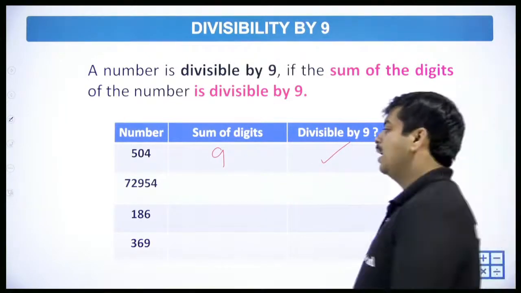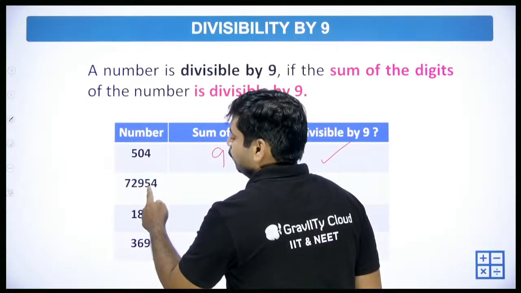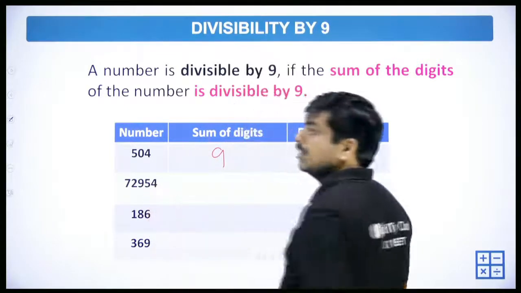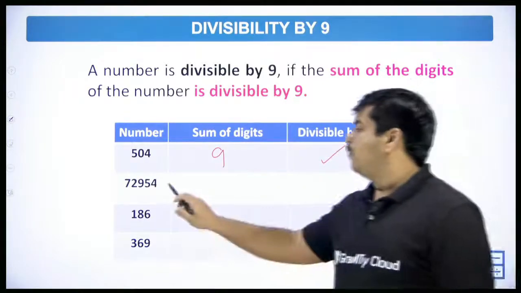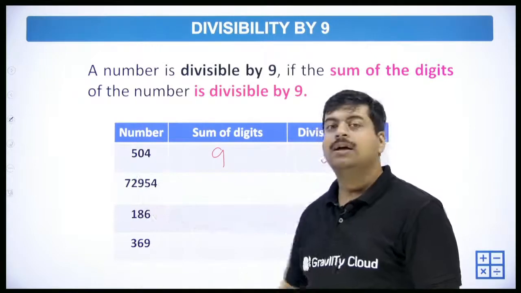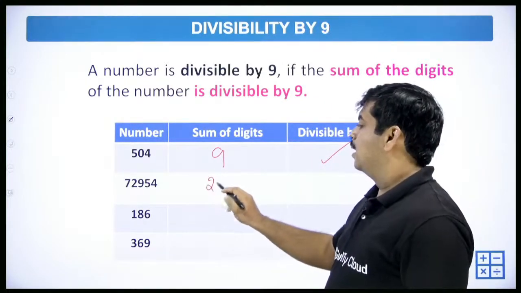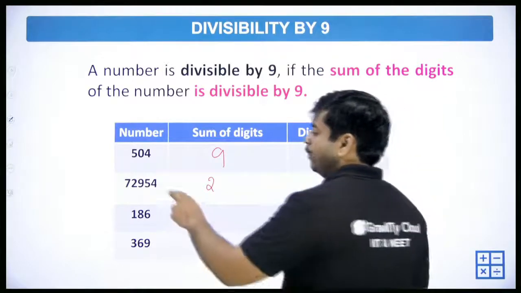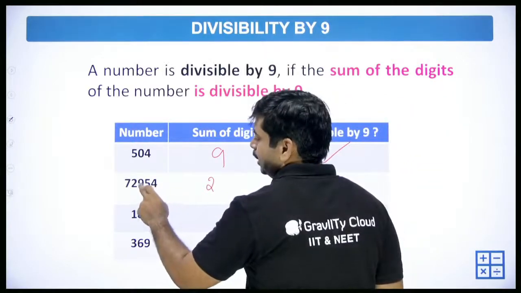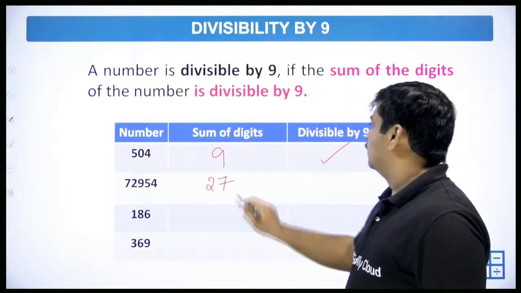72954. Well, let us try to add. 7 plus 2, 9. 9 plus 9 is 18. 18 plus 5, 23. 23 plus 4, 27. Once again: 5 plus 4, 9. 9 plus 9, 18. 18 plus 2, 20. 20 plus 7, 27. It's not 28, I'm sorry. So 27. Is it divisible by 9?